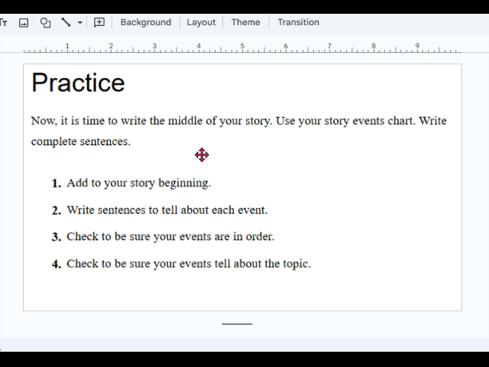All right, now it's time to write the middle of your story. Use your story events chart. Write complete sentences. First, add a story beginning. Then, write sentences to tell about each event. Check to be sure that your events are in order. And last, check to be sure that your events all tell about the topic. So we don't want to write about different things that are not related to our story. Let's go ahead and look at my example.